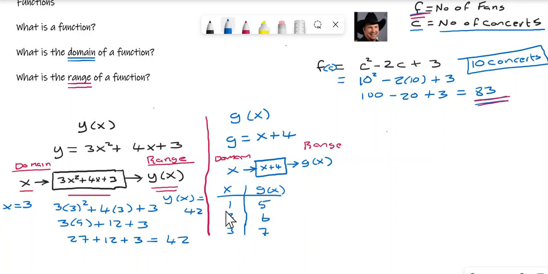So that's basically what a function is, and what the domain of a function is, and then what the range of a function is.